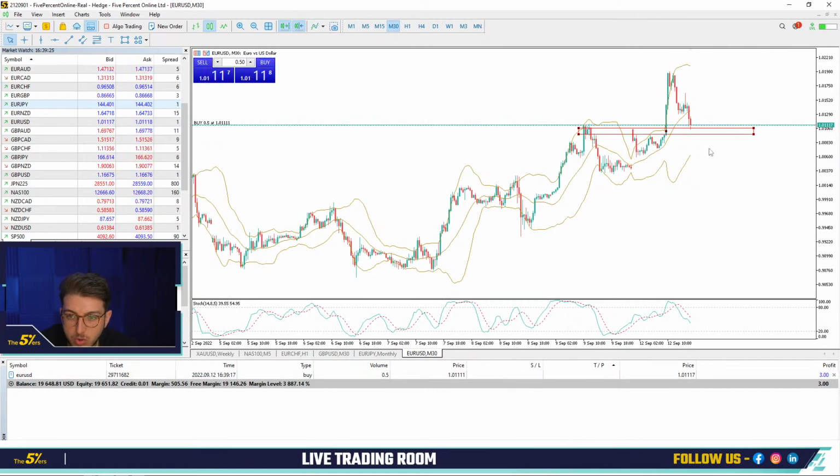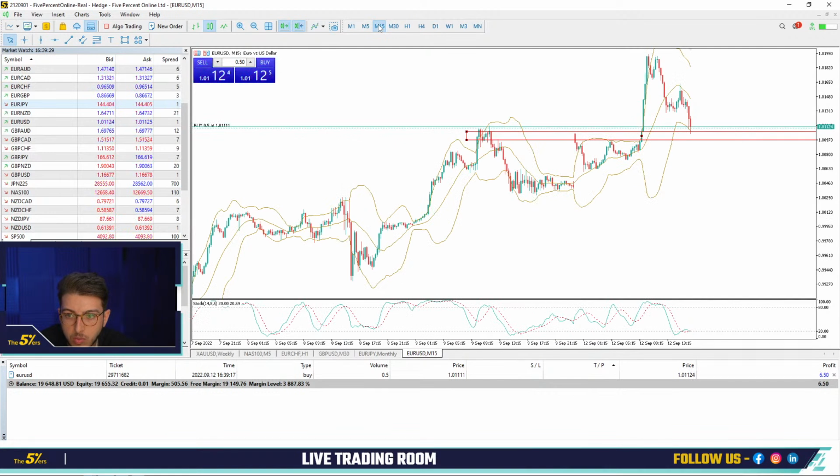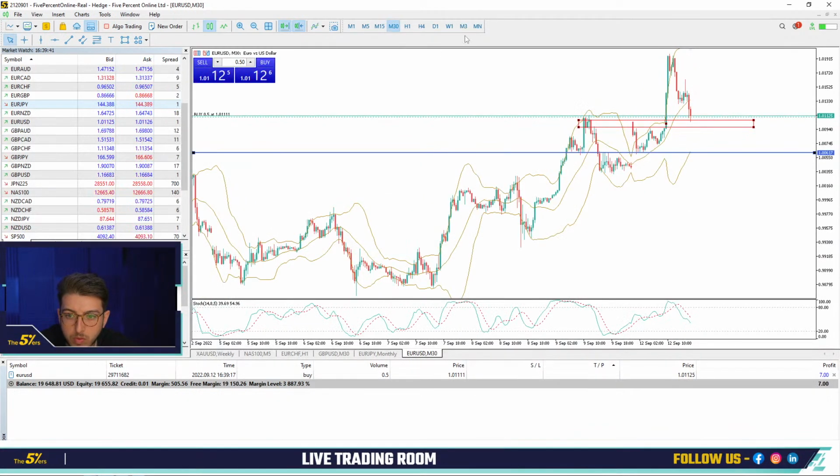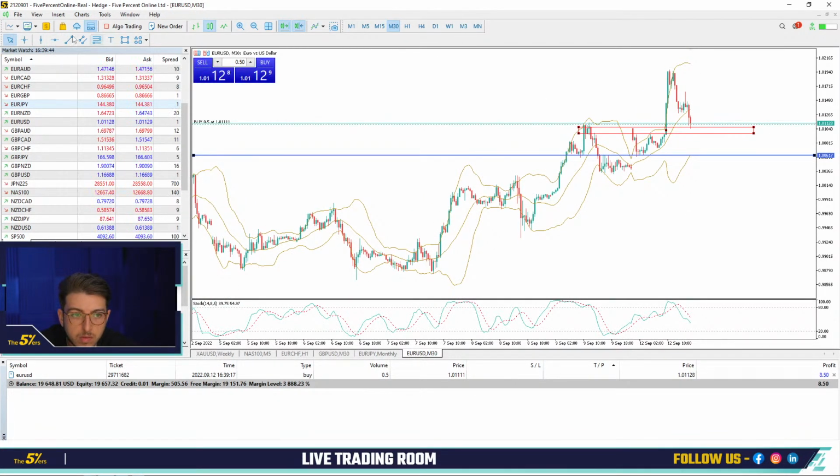Not the best execution again. This is not my full entry. I would wait for the gap to close, for example maybe here, at that spot, to continue with the trend. Yeah, approximately here.